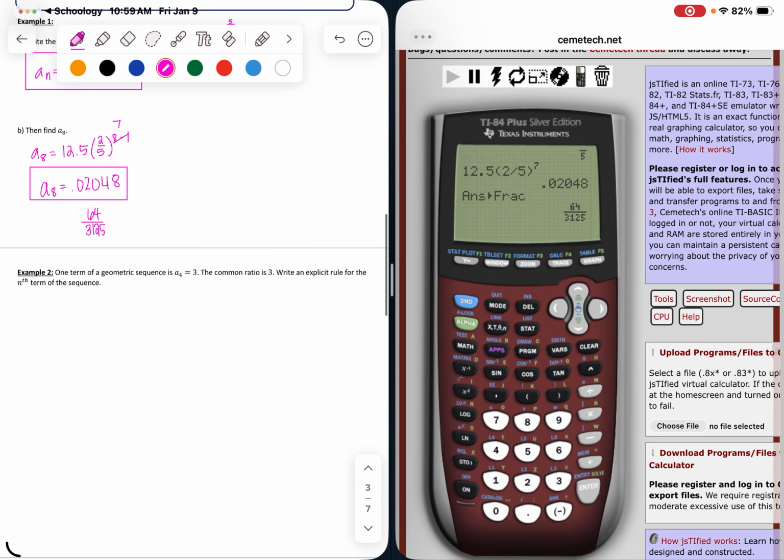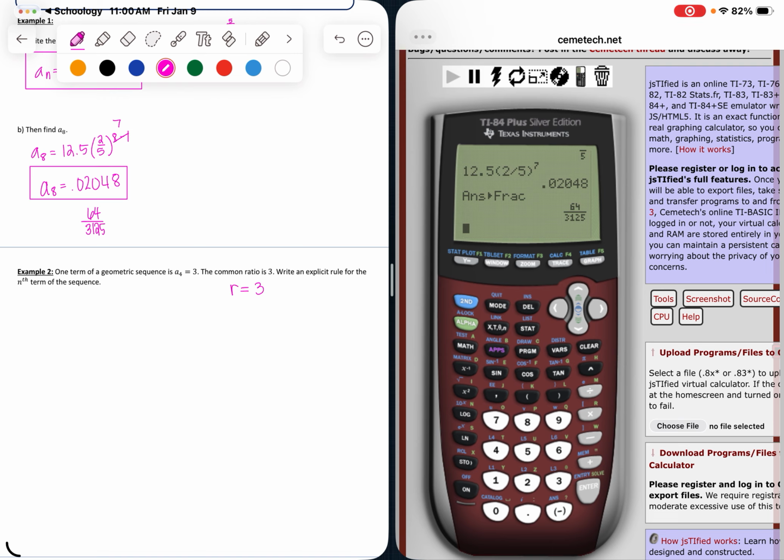Okay, let's move on to another one. It says one term of a geometric sequence is a sub 4 is 3, so I'm telling you the fourth term is 3. The common ratio is 3. Write an explicit rule for the nth term of the sequence. So once again, to write an explicit rule, it's telling me it's geometric. Geometric sequences, I need the first term and I need the common ratio. So I have r is 3, but I don't have the first term.